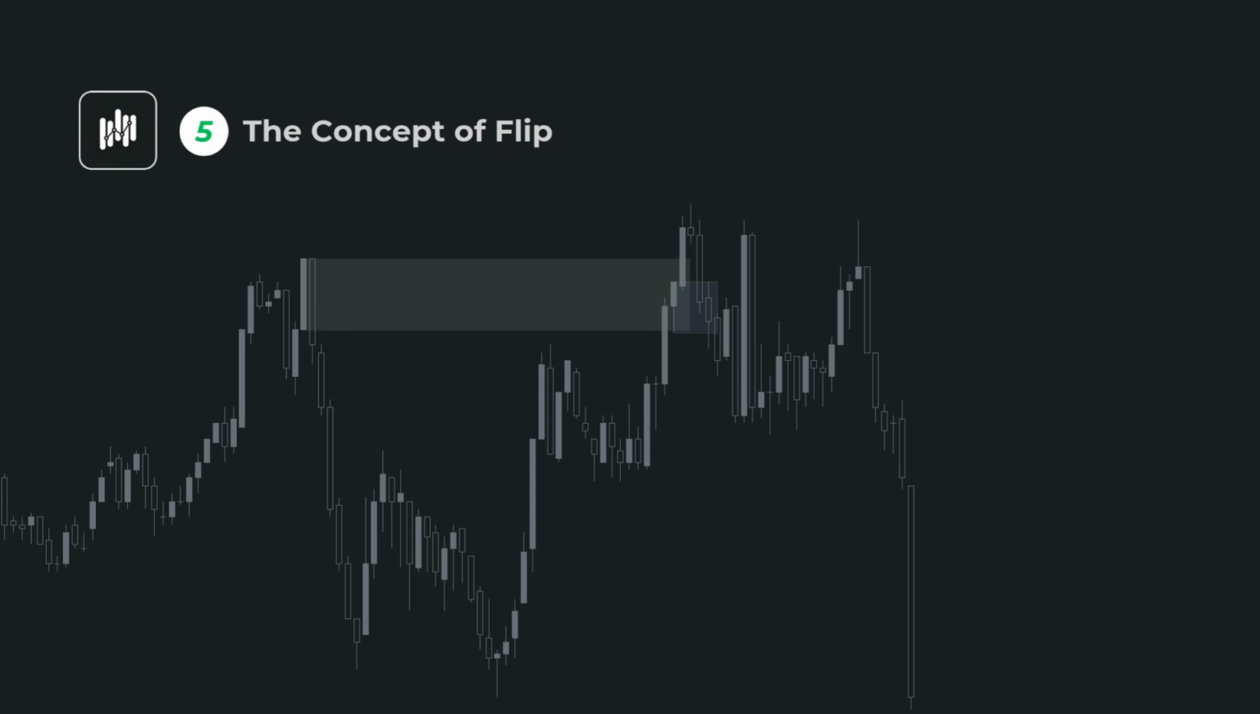So a flip simply means a change of role, where demand becomes supply or supply becomes demand. And in this example, by identifying this flip and noticing the break of its low, we can recognize the change of character much earlier and take an entry based on this new flipped order block.